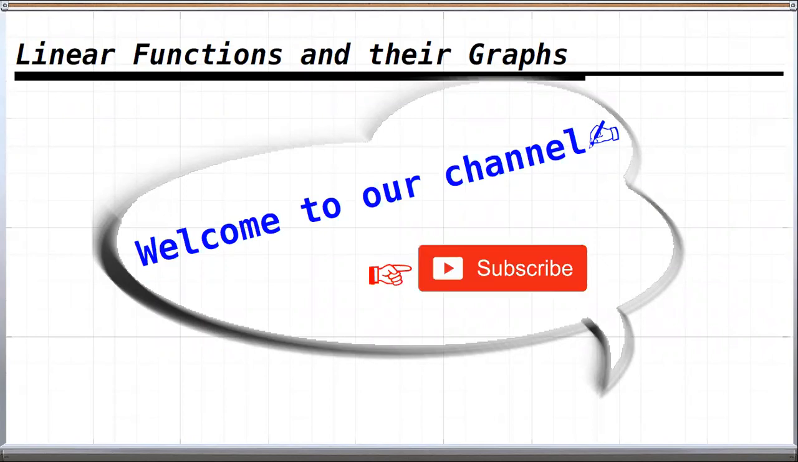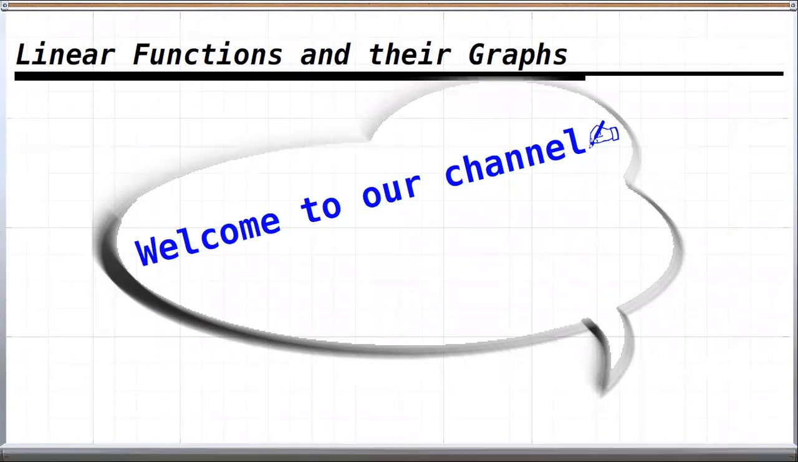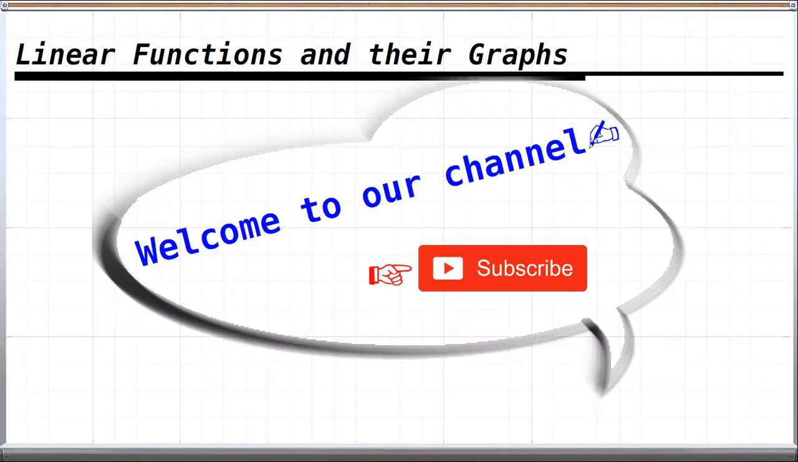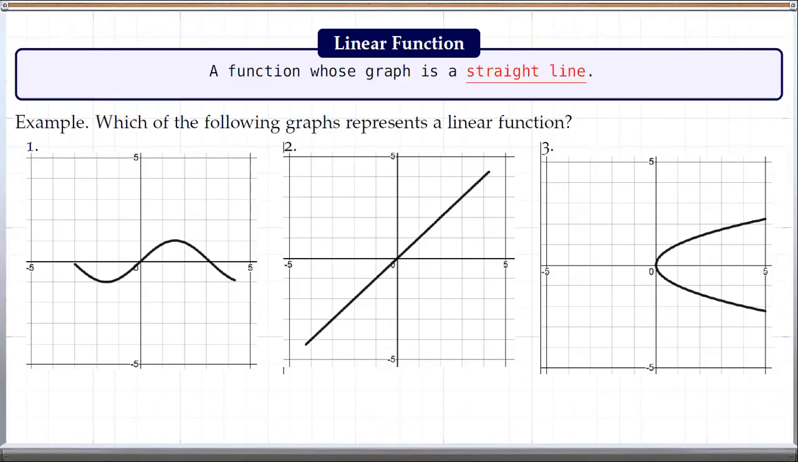In this video, we will talk about linear functions and their graphs. First, we will look at what we mean by linear functions, and then we will look at some examples and their graphs. So a linear function is a function whose graph is a straight line.